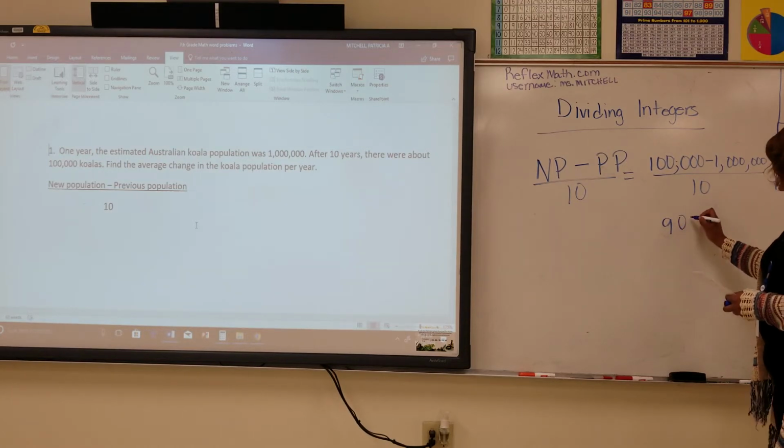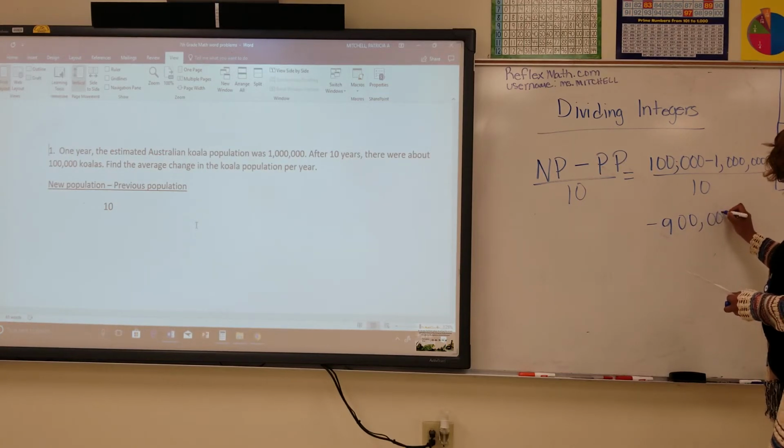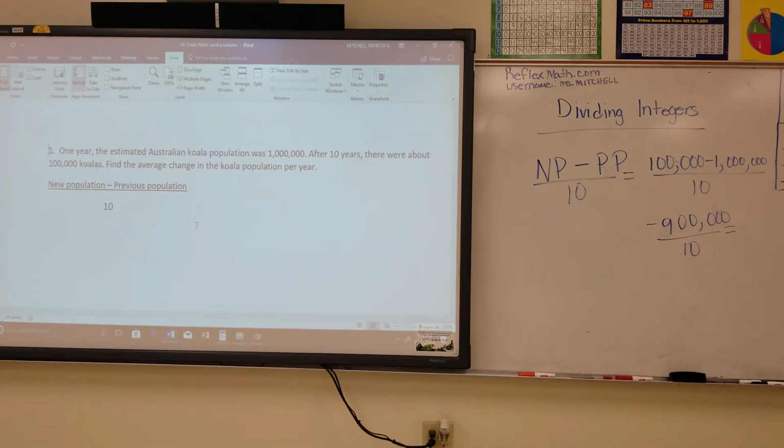When we plug this into our calculators and compute them, we should get negative 900,000 over 10. And since this is an improper fraction, we'll need to divide negative 900,000 divided by 10. And we should get negative 90,000, which will represent 90,000 koalas a decrease. That is the average change in the koala population per year, negative 90,000 koalas.